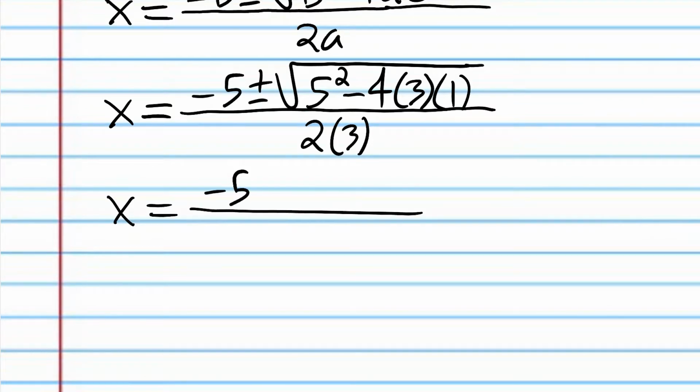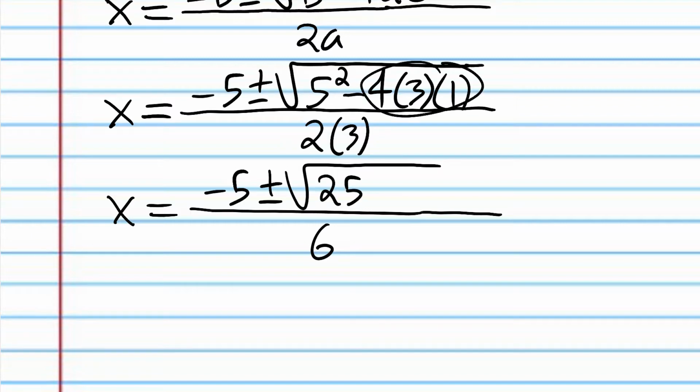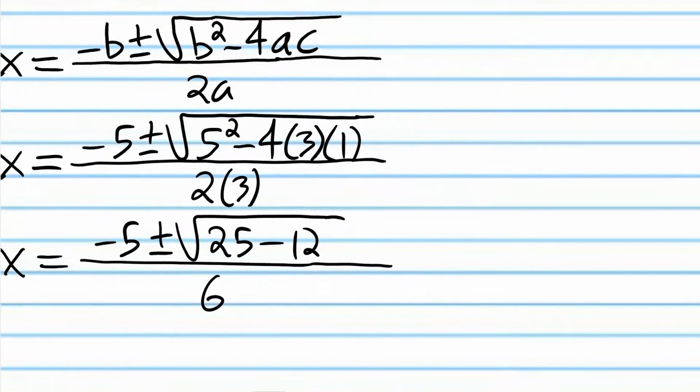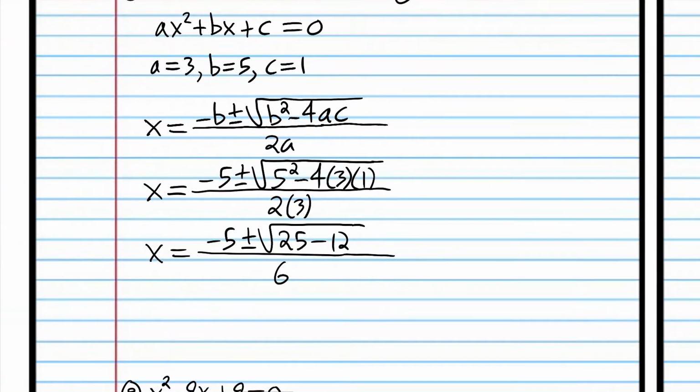We're really going to simplify what's inside the root first. We can't really do much with anything else. We can simplify this. That obviously becomes 6. 2 times 3 is 6. 5 squared is 25. And multiply all this together and you get negative 12. Okay, so now we're just ready to write the final answer.